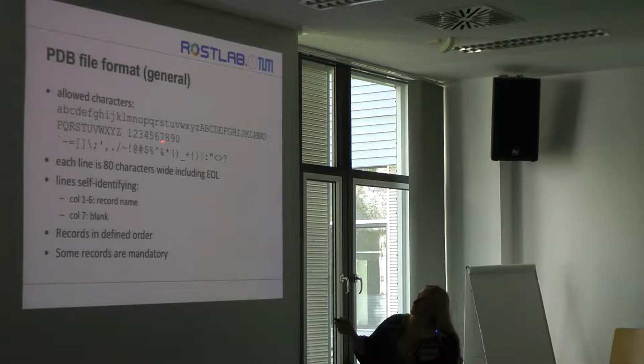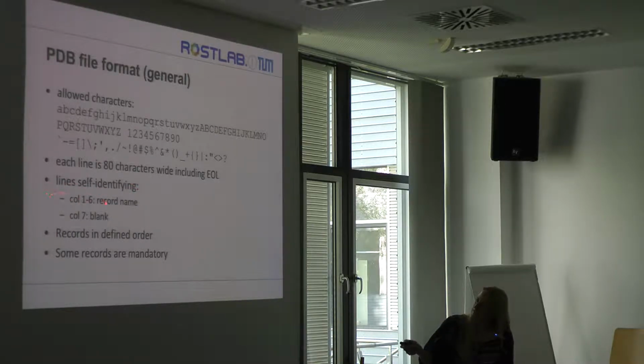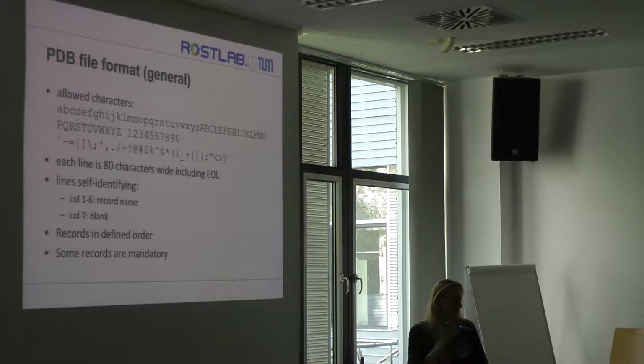So by definition, a PDB file has a certain defined set of characters that are allowed, and each line is exactly 80 characters wide, and I guess this comes from the old Fortran language where you also had to determine an exact array length and things like that. So you see a lot of old programming paradigms still in the PDB format. Each line starts in column 1 to 6 with a record name, so that tells you what kind of information you find in that line. Column 7 has to be blank, and then the rest can contain information.